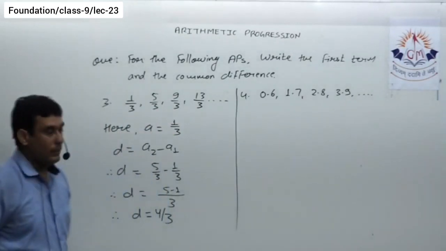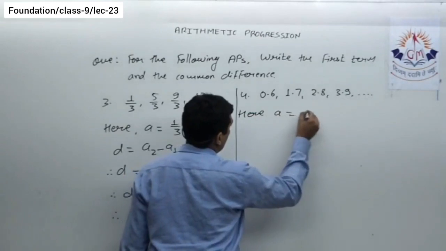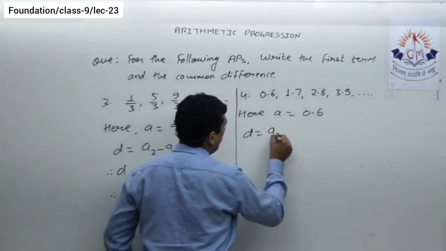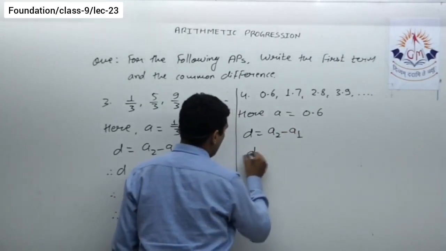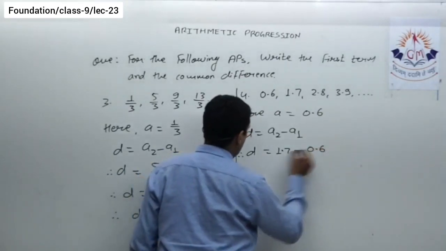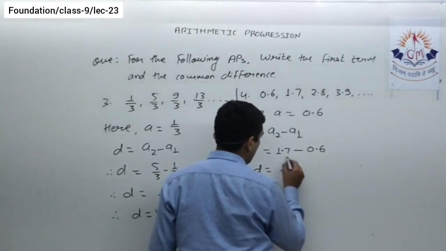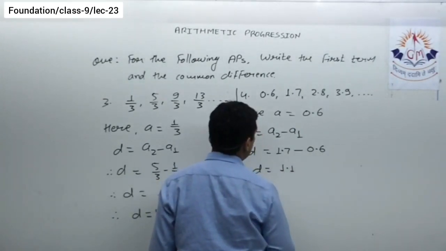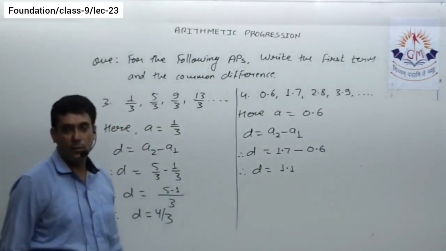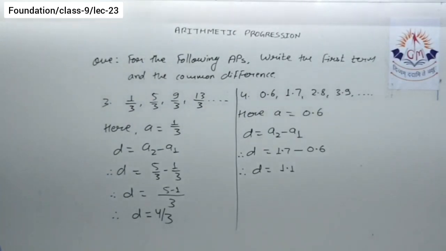For this, A is simply 0.6. Now what about D? D is A2 minus A1, therefore 1.7 minus 0.6. So the common difference is 1.1. So this is the way to find the common difference and the first term of the AP. Note it down, then we'll come to the next question.